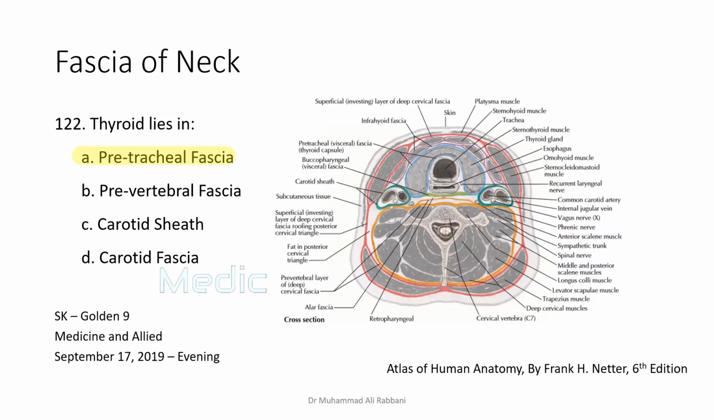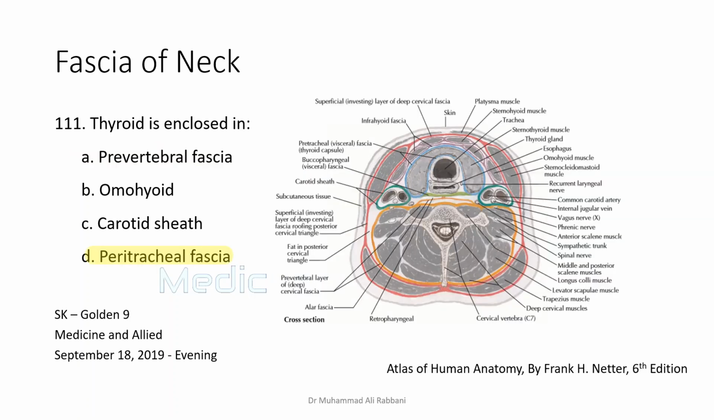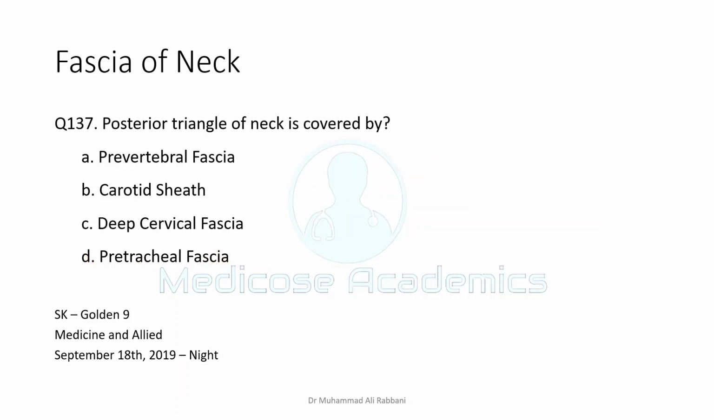See, the thyroid gland here is shown in the blue color in this particular picture. Pretracheal fascia is the visceral layer of cervical fascia. It encloses the thyroid gland. This one is asked multiple times, and by the way, this is a typo: peritracheal fascia. The actual spelling is pretracheal. So this has been questioned multiple times.